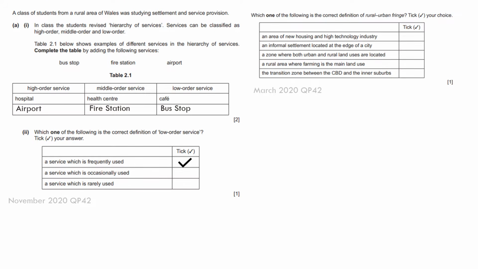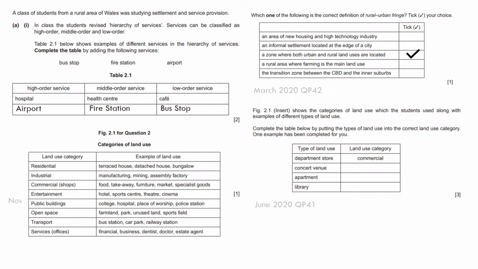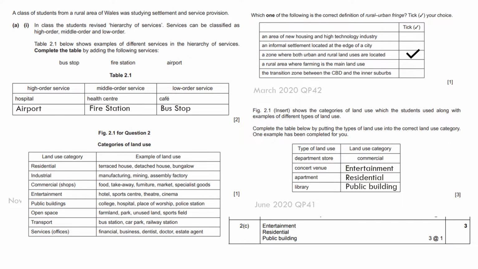Other definitions: what do you mean by the rural-urban fringe? And for example, you need to categorize these types of land use into overall categories. And this is a very common way of doing a land use survey as well. So a concert venue, although not written, you need to think about it. It's entertainment, and apartments are residential, and a library is a public building. So again, you need to use a little bit of common sense for some of these questions too.